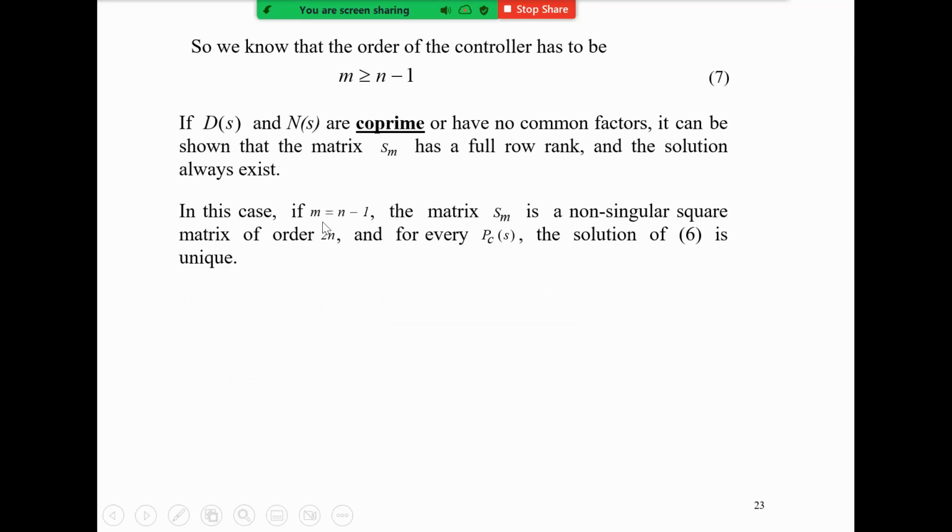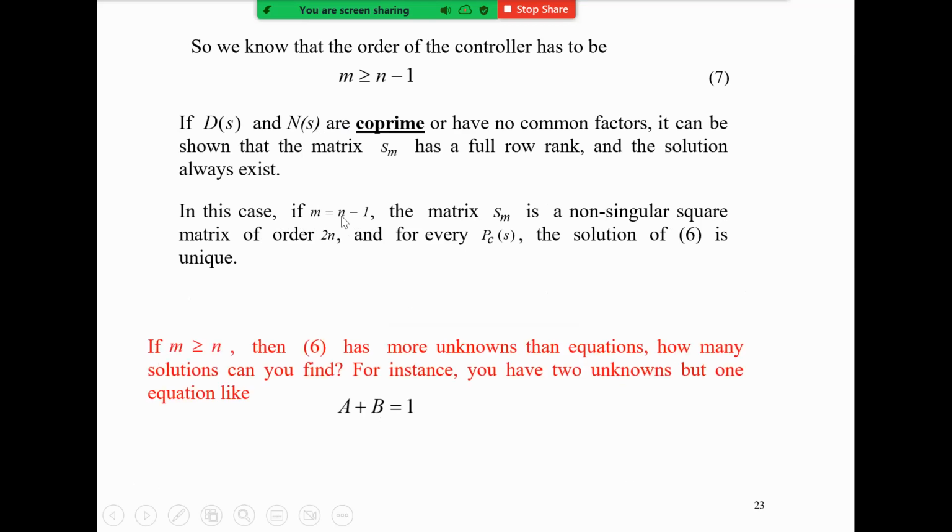Now, in this case, if they are coprime, and if m equals n minus 1, then that matrix will be a square matrix, a non-singular square matrix with the order of 2 times n. Then there will be only one solution, right? It's like in linear algebra, you have Ax equals b. How do you get x, right? You just take the inverse of that matrix, then you can get the solution. So if m equals n minus 1, we'll have only one solution.